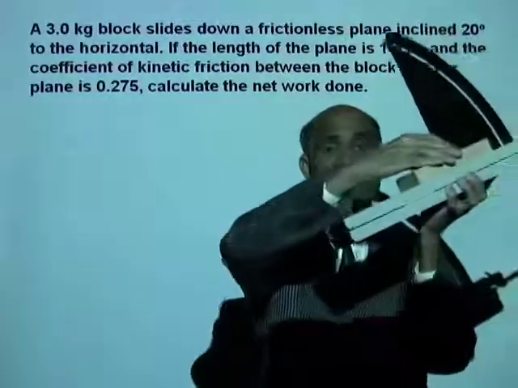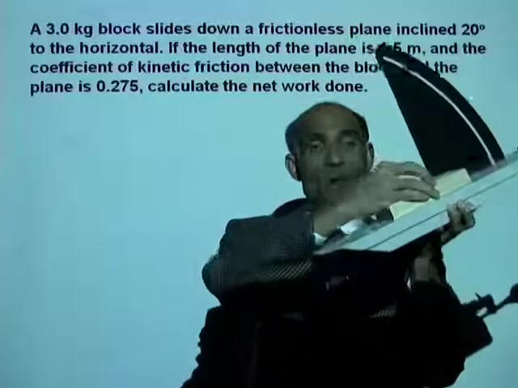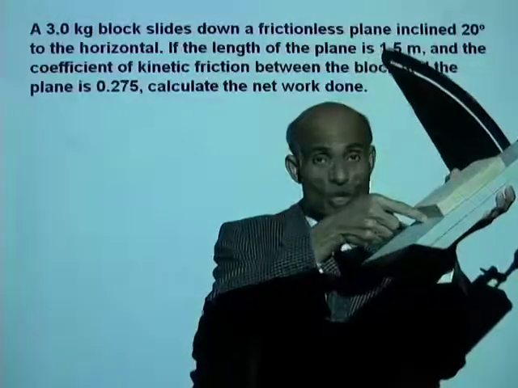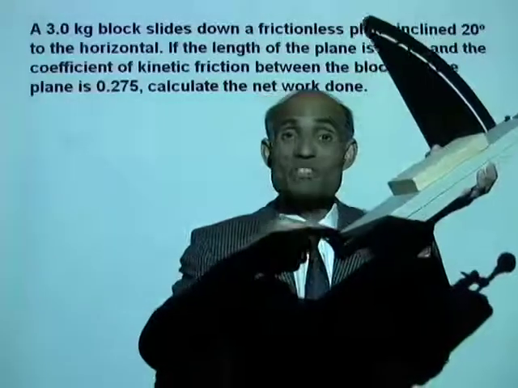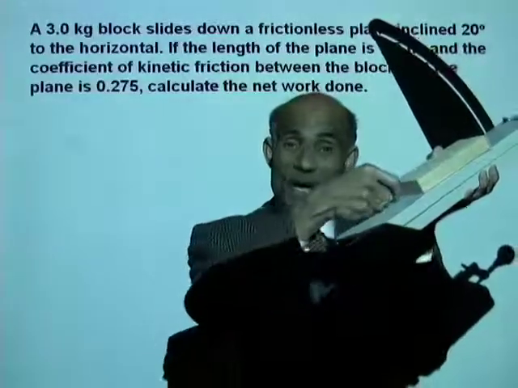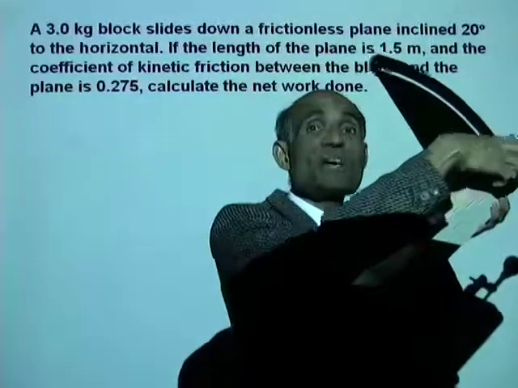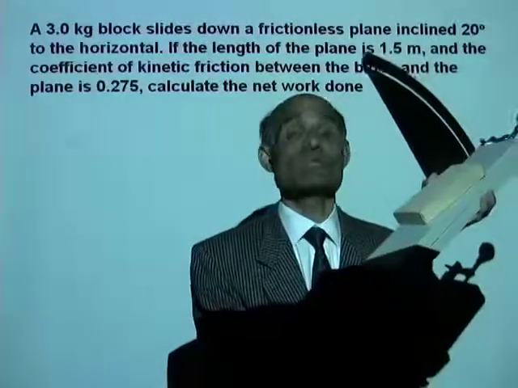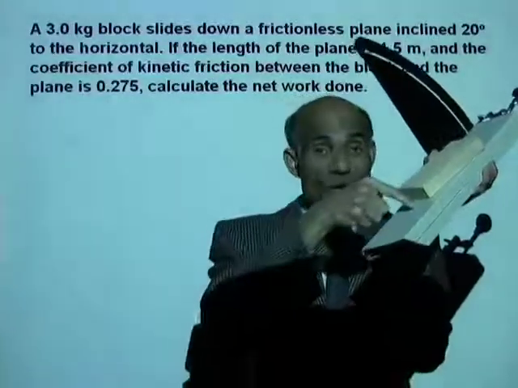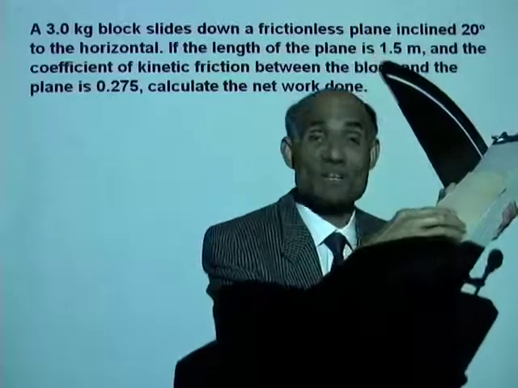As the block slides down the inclined plane, the component of the force pulling the object down the plane, what is that component? mg sine theta. Well, that does work, and the frictional force is acting up the plane, and that force also does work. If one work is positive, the other work will be negative.